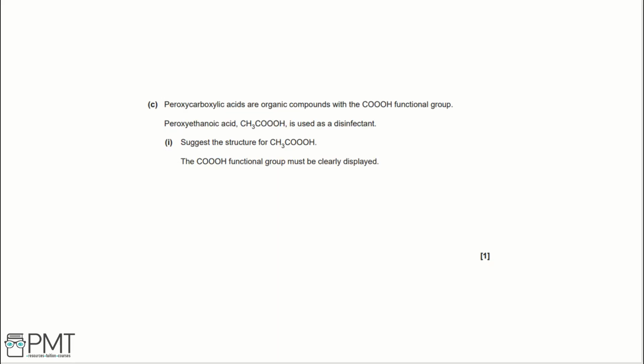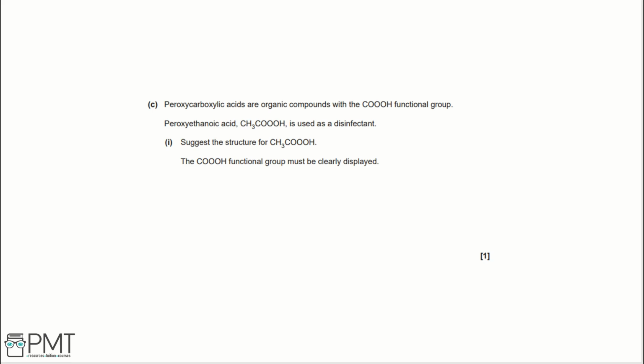C. Peroxycarboxylic acids are organic compounds with the COOOH functional group. Peroxyethanoic acid, CH3COOOH, is used as a disinfectant. Part 1. Suggest the structure of peroxyethanoic acid. The COOOH functional group must be clearly displayed.